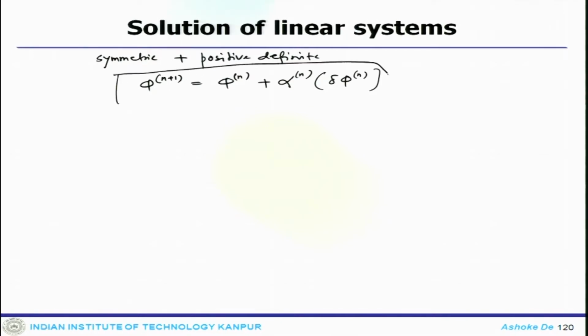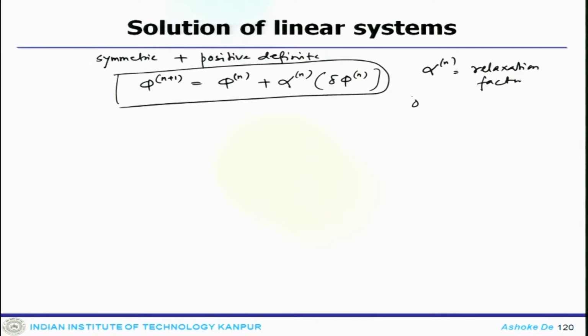So, this is what one can write, where alpha n is some sort of a relaxation factor and delta phi n is the correction which is required to minimize the said function. Okay. So, this can be accomplished in a variety of ways.